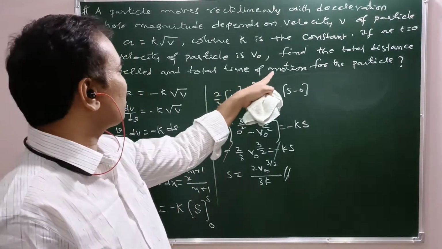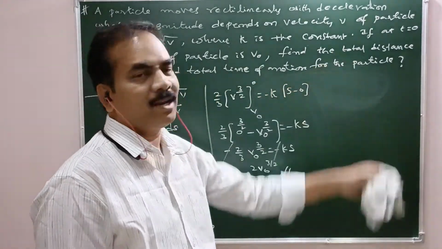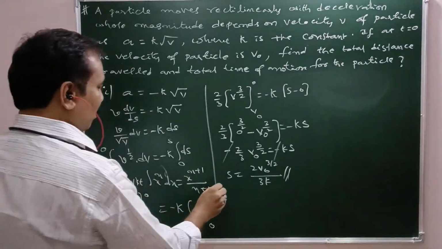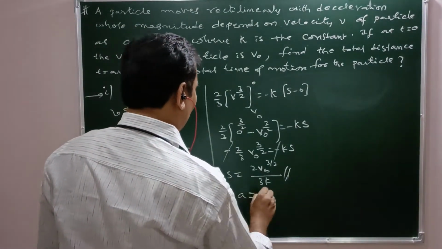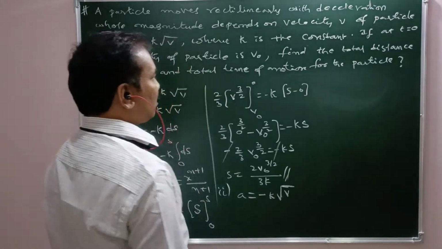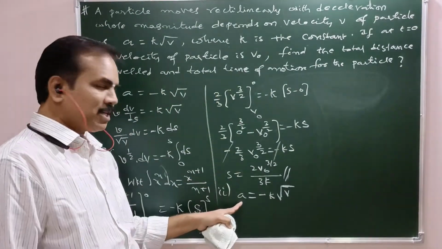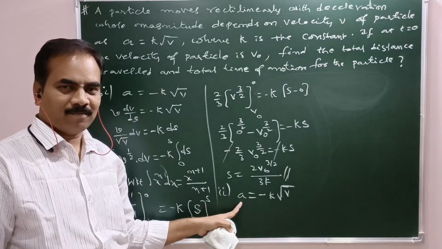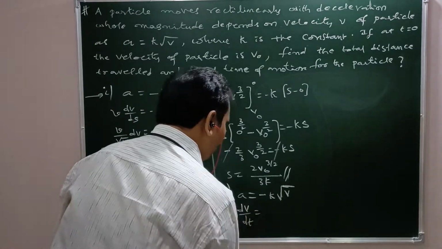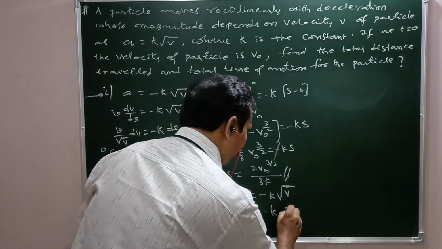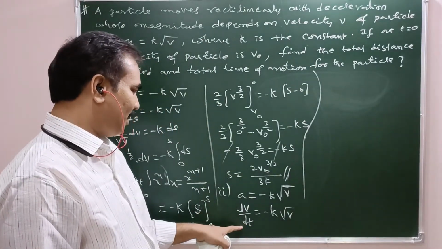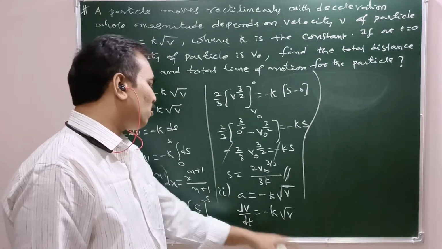Now, what is the next question here? The total time of motion for the particle. So take another expression, a equal to minus k into root v, this is number 2. Am I right? So we need to find time. Therefore take the expression a equal to dv by dt, the rate of change of velocity. So dv by dt equal to minus k into root v.